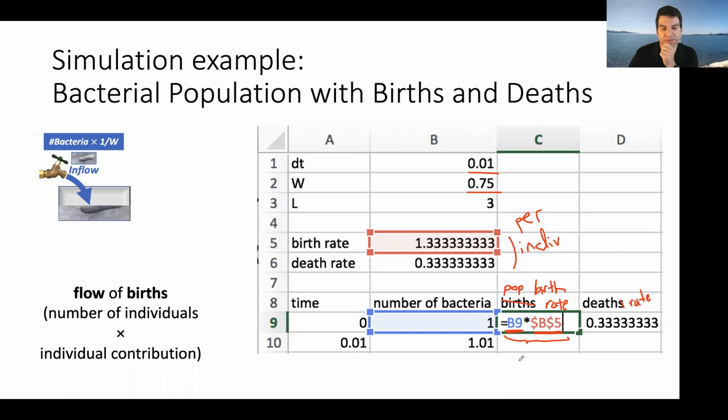So it's what is it? B9 is the initial population times birth rate? Birth rate per individual. So it's basically the current population, which in this first row happens to be the initial. So it's the current population times the birth rate per individual. Birth rate per individual is 1 over 0.75. That's right. Oh, okay, that explains it. Thank you so much.